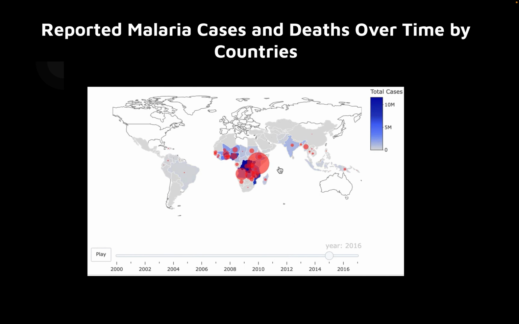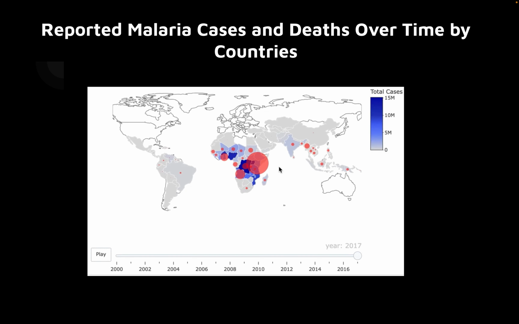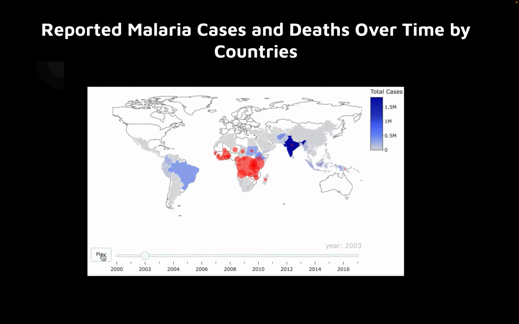This dual encoded map lets us compare both the prevalence of malaria and its mortality burden at once. For instance, you can see that many Central and Western African countries not only have dark blue shading, which indicates high case numbers, but also large red circles, revealing significant death counts. Meanwhile, other regions may have lighter shades with smaller circles showing lower disease burden. Overall, this visualization helps us to track the geographic and temporal patterns of malaria, highlighting where the disease hits hardest and where public health efforts should be prioritized.